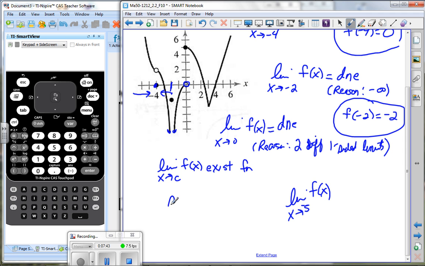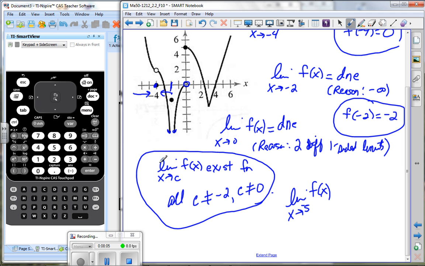So for all c not equal to negative 4 or negative, oops, I said it wrong. Help me out here. Except negative 2 or what? 0. There we go. So that is our answer to this problem.